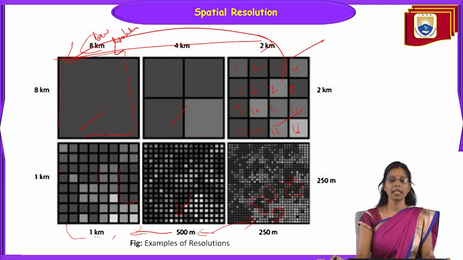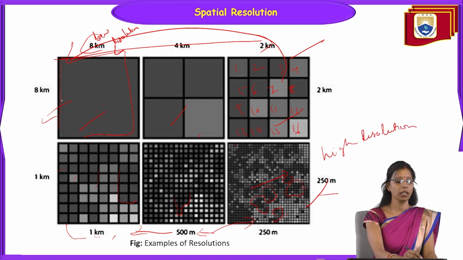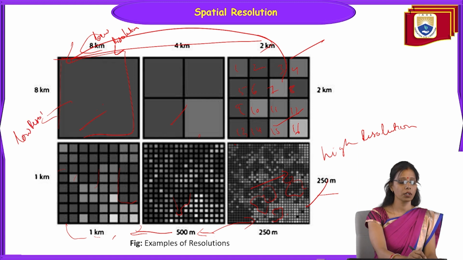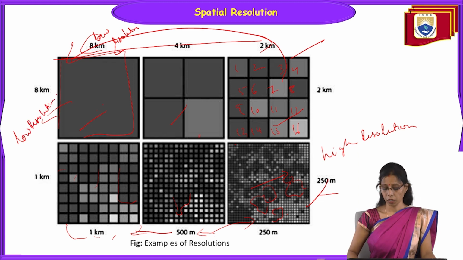So in 80 kilometers or 8 kilometers of resolution, we can't work with the data. It is only broadly we can classify because the pixels will be very much less. When compared to 250 meters, the pixels will be more. That means 250 meters on the ground will be visible in the image. So 250 meters will not be visible in the 8 kilometers image. So that is the difference. This is the high resolution we have, and here we have low resolution. This is the difference here.